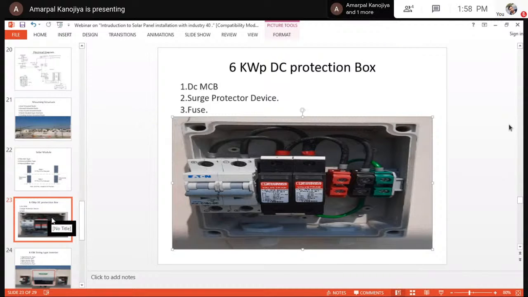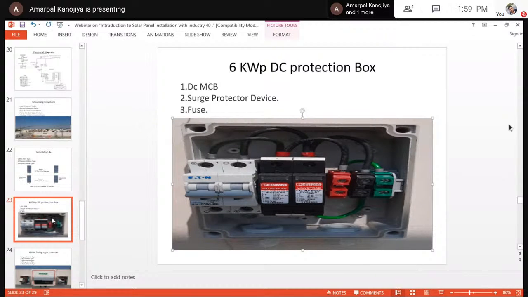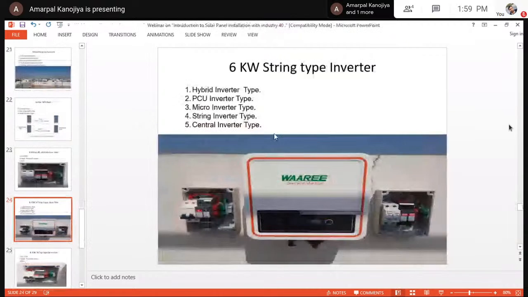Now after the DC protection box, there is an inverter. This is the 6 kilowatt string type inverter which has been installed in that 12 kilowatt power plant. There are two sets of the 6 kilowatt inverter. So basically there are five types of inverter which we can use in a solar power plant: hybrid inverter, PCU inverter, micro inverter, string type inverter, and the central inverter.